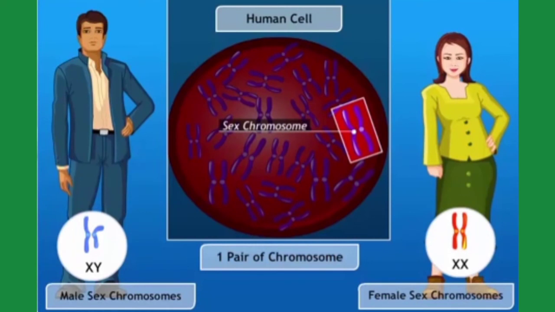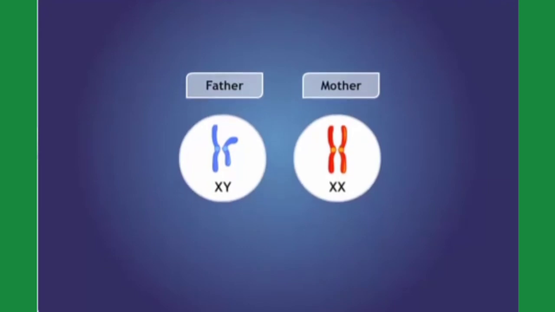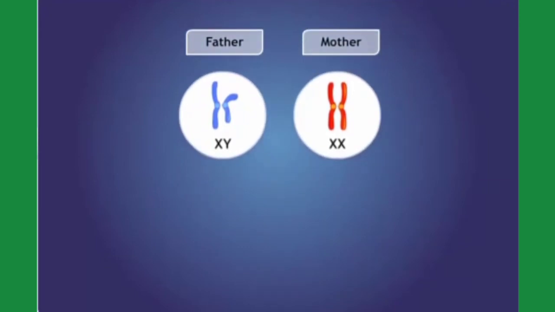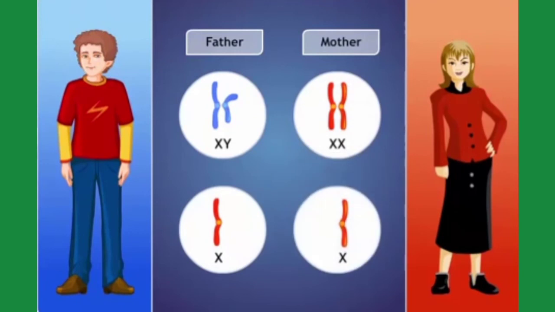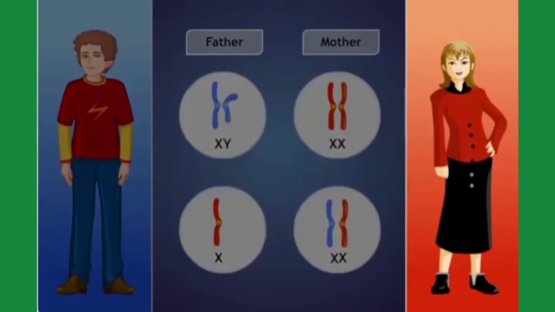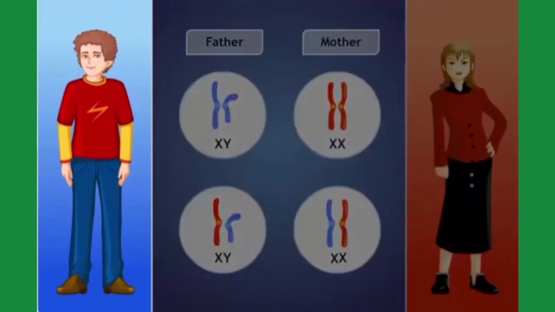Let's look at the inheritance pattern of these X and Y chromosomes. All children inherit an X chromosome from the mother, regardless of being a boy or a girl. A child who inherits an X chromosome from the father will be a girl, and one who inherits a Y chromosome from him will be a boy.